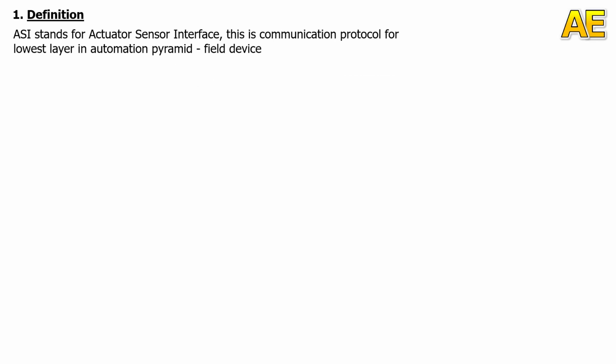Today I will introduce to you an industrial communication protocol named ASI and how to program for it with the PLC S7-1200. Firstly, what is the ASI? The ASI stands for Actuator Sensor Interface. This is a communication protocol for the lowest layer in the automation pyramid, the field device.